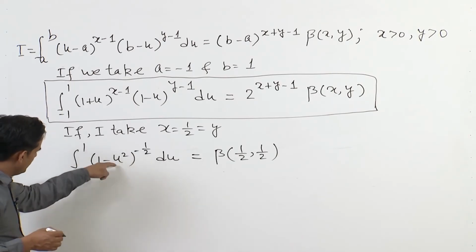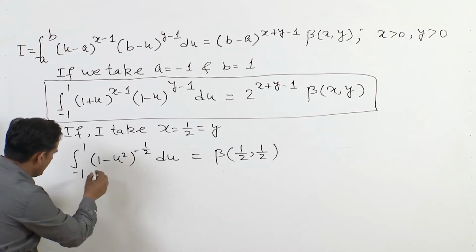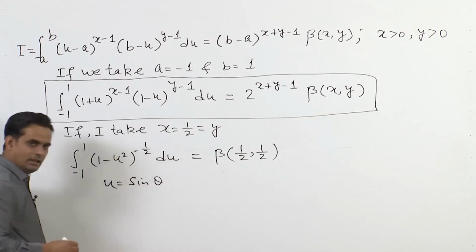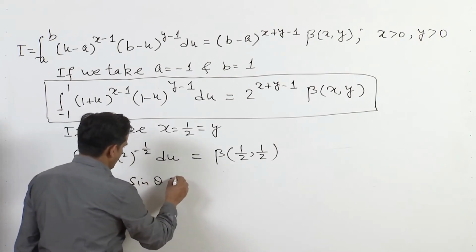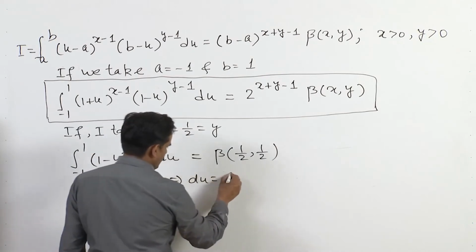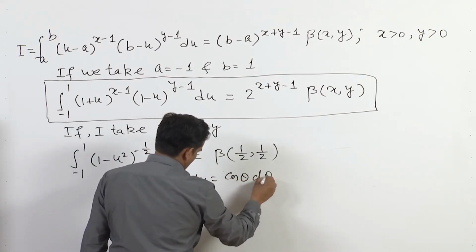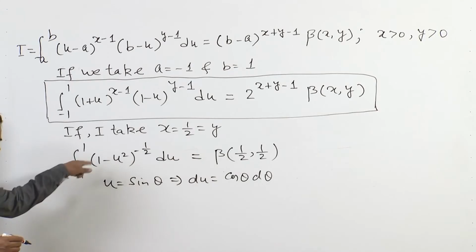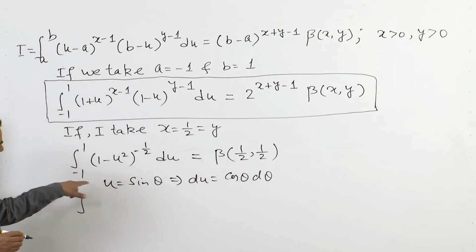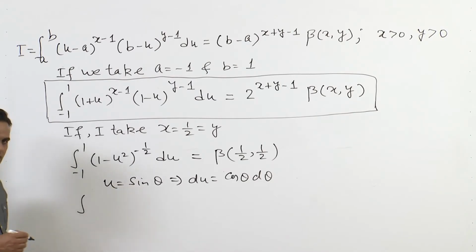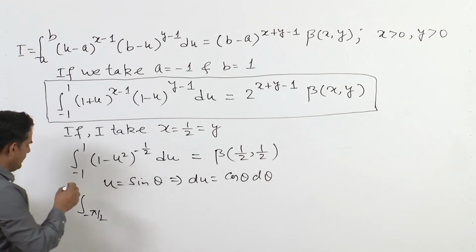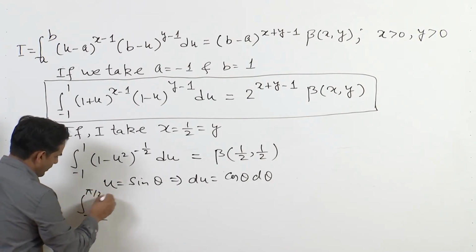Now, let us see about this particular integral. Here if I substitute u equals sin theta, then what will I have? du equals cos theta d theta. So, what integral will it be? When u is minus 1, sin theta is minus 1, so it becomes minus pi by 2 for theta, and when u is 1 it becomes pi by 2.